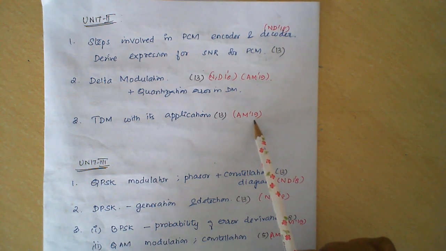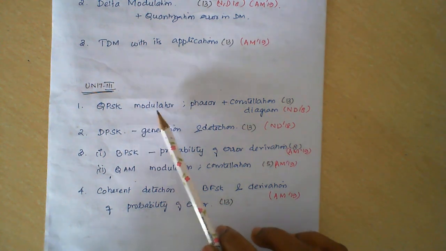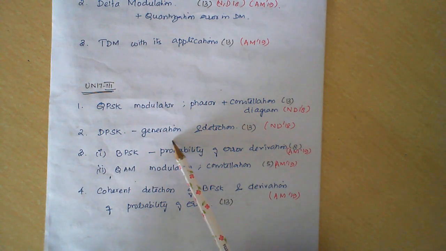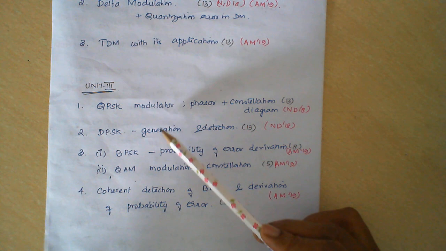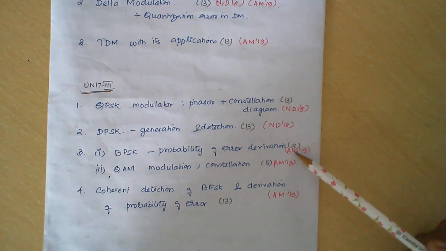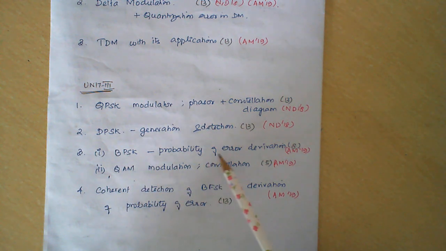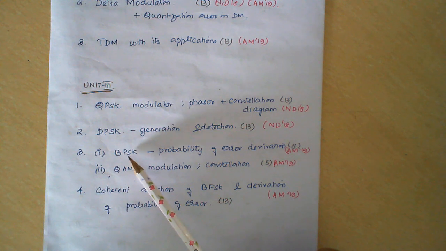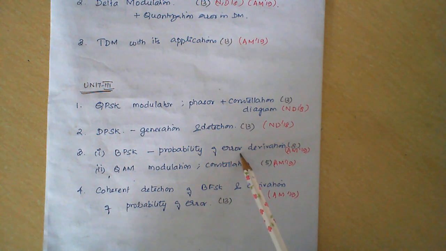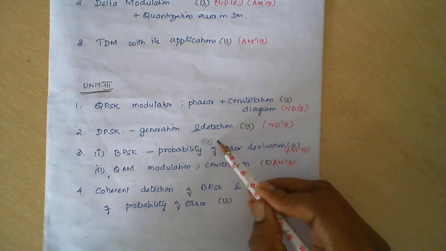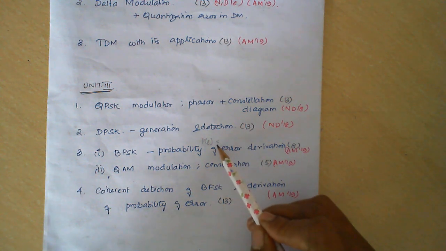Coming to unit 3, the questions asked here are QPSK and DPSK under November December 18. They have asked an either-or choice, either QPSK or DPSK. And in April May 19 they have asked these 2 questions. It is binary phase shift keying, probability of error derivation. They haven't asked what binary phase shift keying is. Instead they have asked for the derivation of the probability of error. So for probability of error, you should go with P of E, which is nothing but 1 by square root of E in terms of probability terms.